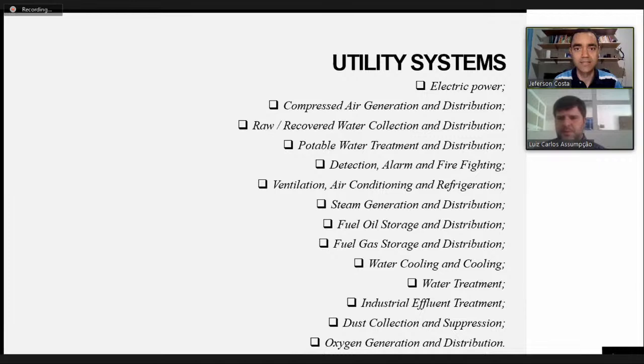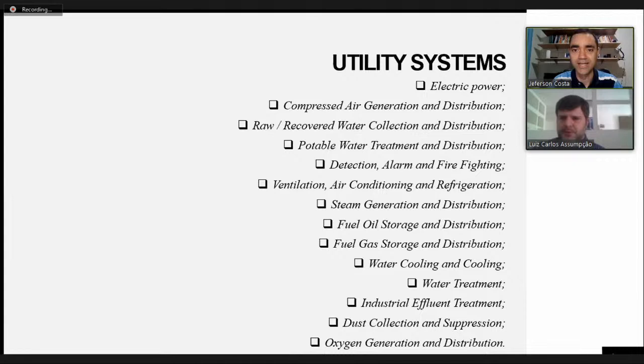And most often the licensors are not responsible for the off-site utilities. They only care about the main process, and we process engineers that work in EPC, most often we need to worry about that, about the cooling water system, about the compressed air, about the water treatment and something like that that Luiz will share with us here today. So Luiz, feel free to proceed. Very nice.